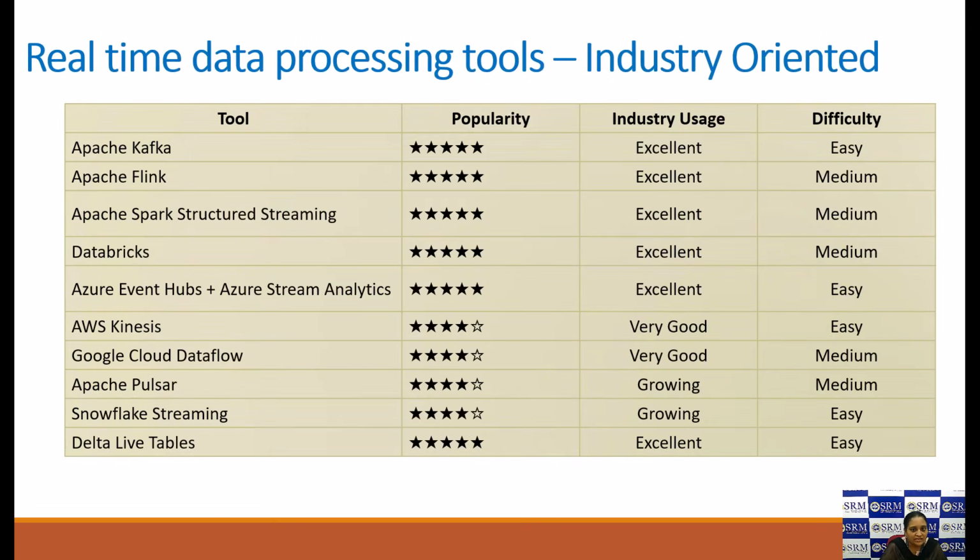Let us see the 5-star rating for each of them. Apache Kafka, Apache Flink, Apache Spark, Databricks, Azure Event Hubs, and Delta Live Tables have a 5-star rating, and based on their industry usage: excellent, easy, very good, medium. I've just noted it down here.